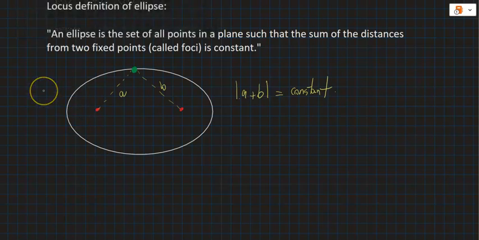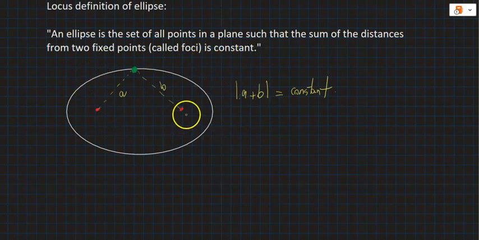All right. So now let's look at the locus definition of ellipse. An ellipse is a set of all points in a plane such that the sum of the distances from two fixed points, called foci, is constant.